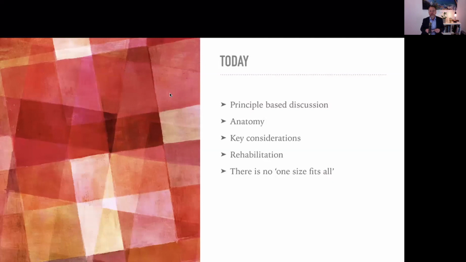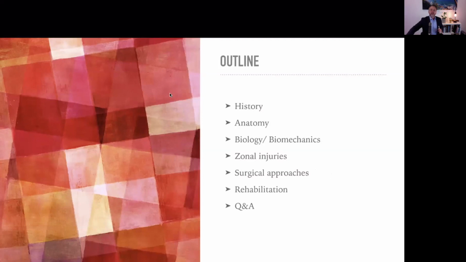We're also going to talk about principles. The whole thing today, as I said, is a principle-based discussion. We're going to start with the anatomy because we can't do anything without that. We'll talk about some key considerations in flexor tendons, how they heal and why we do our repairs and therapy the way we do. Rehab with Colette later, and a little bit more discussion about the difficulties and the absence of a one-size-fits-all. We're going to start mostly with anatomy, then biology and biomechanics, and then we'll move on through our surgical approaches, with rehabilitation a bit later on.